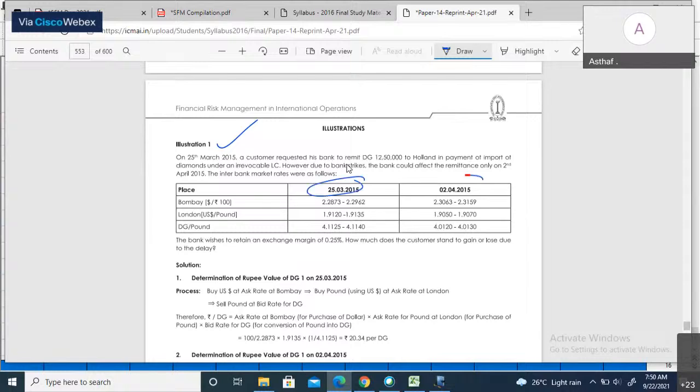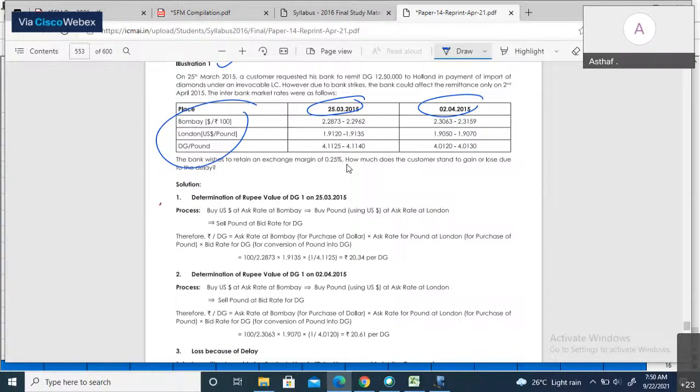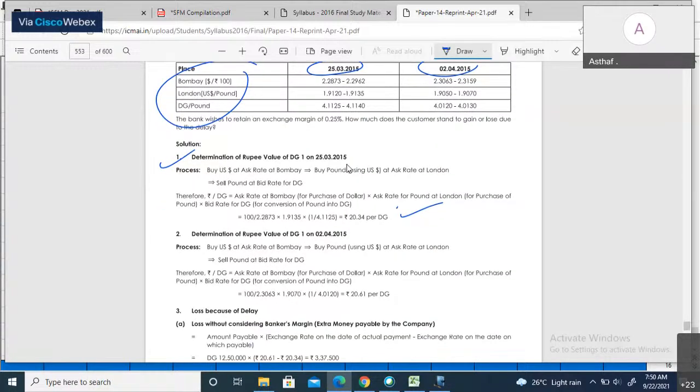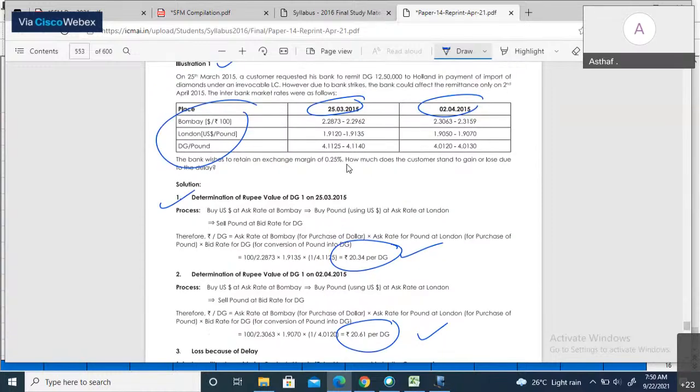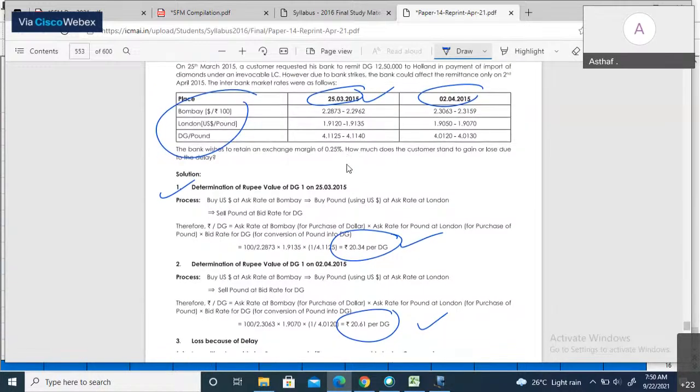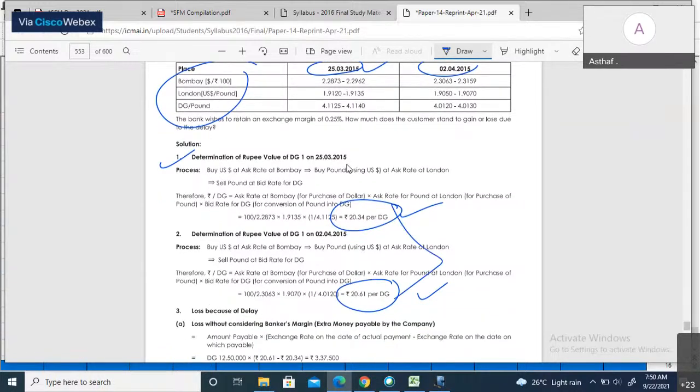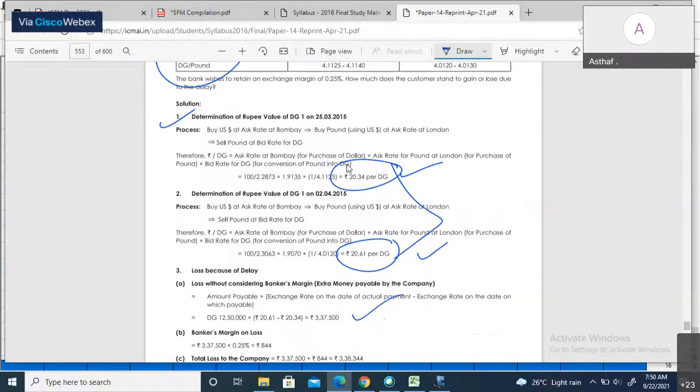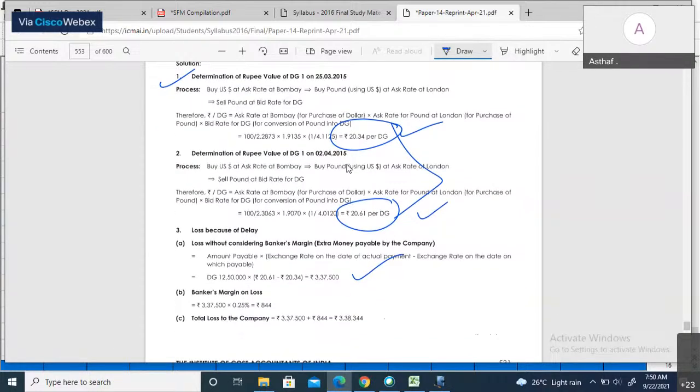They are given two rates. We are finding the exchange rate. At the 25th, what is the exchange rate? At the 13th, what is the exchange rate? We are finding the difference. That will be the loss. That is all. That is over. So this was an easy question only.